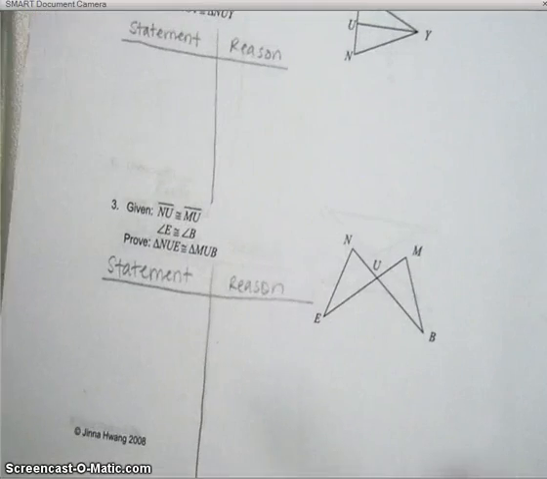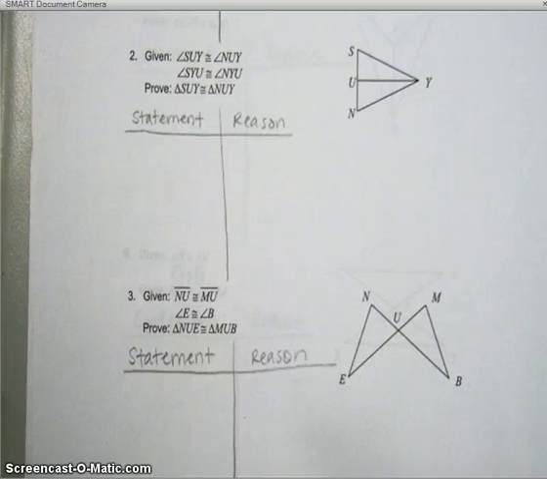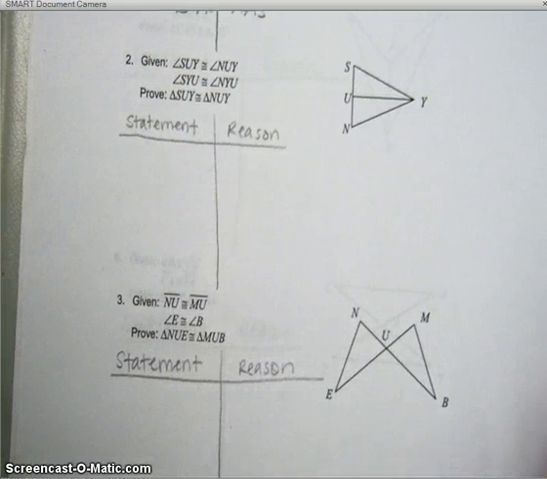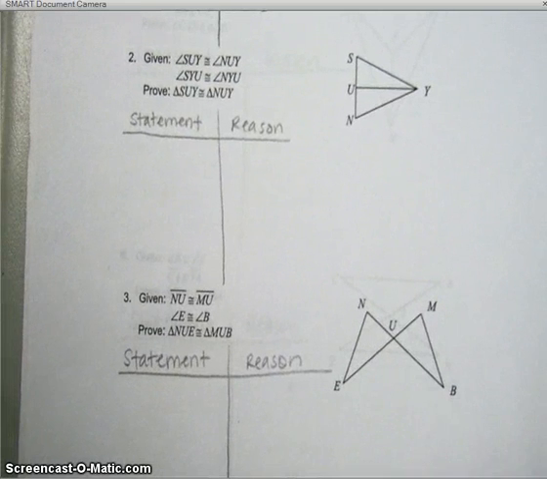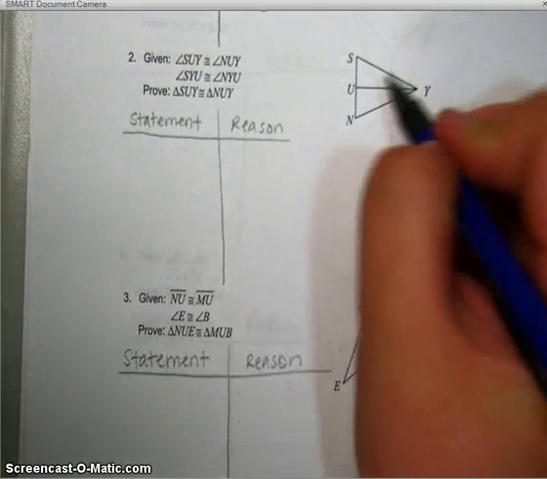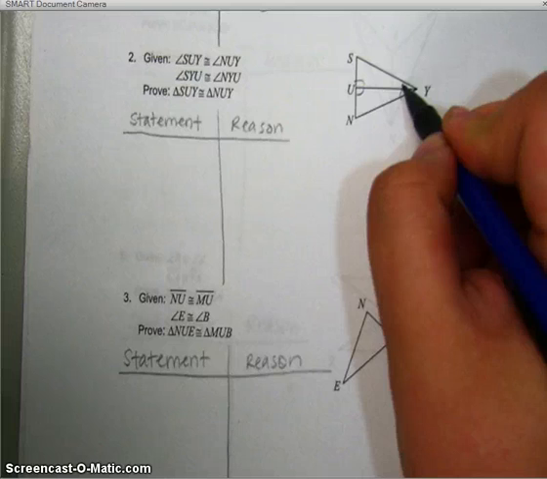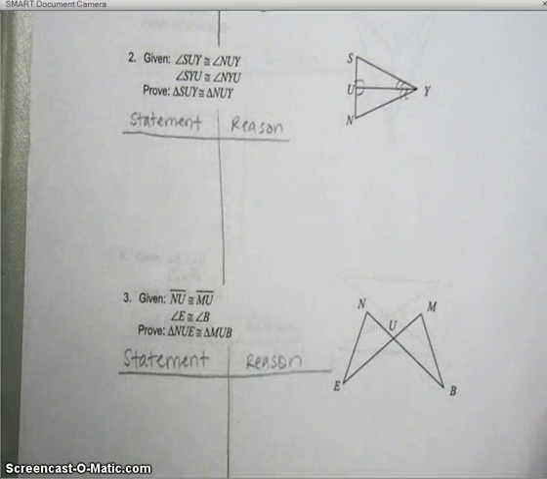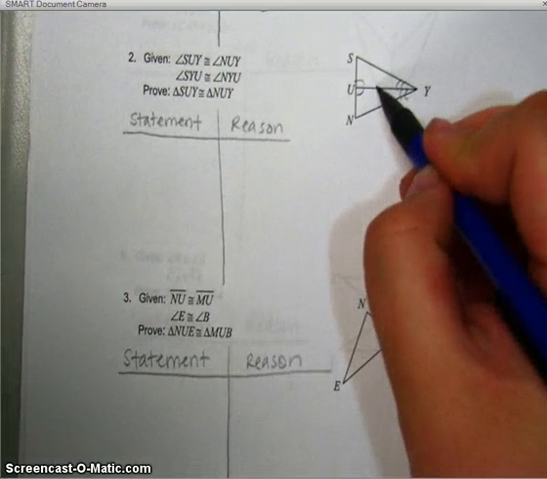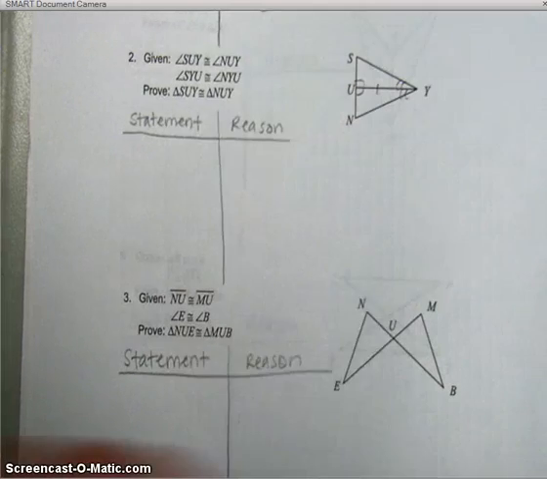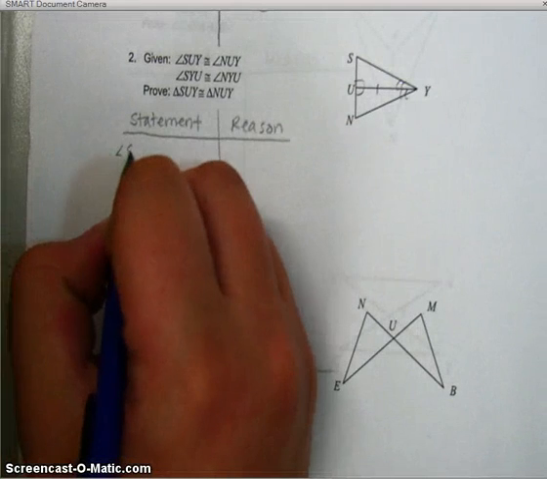And we'll go down to number 2. For number 2, we're given that angle SUY is congruent to angle NUY, and that angle SYU is congruent to angle NYU. And again, by the reflexive property, we know that UY is congruent to itself. So just like with number 1, we'll start out with what we're given.